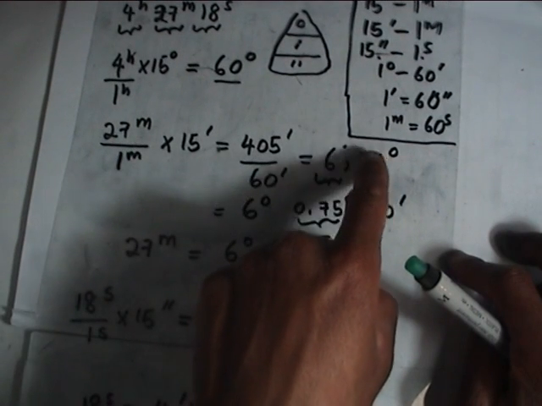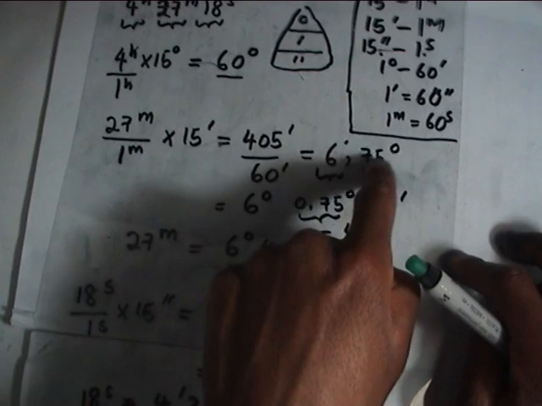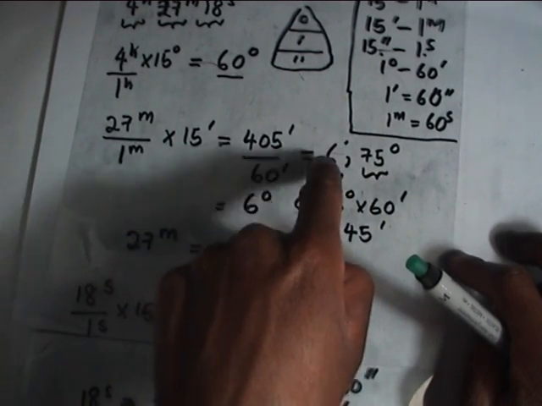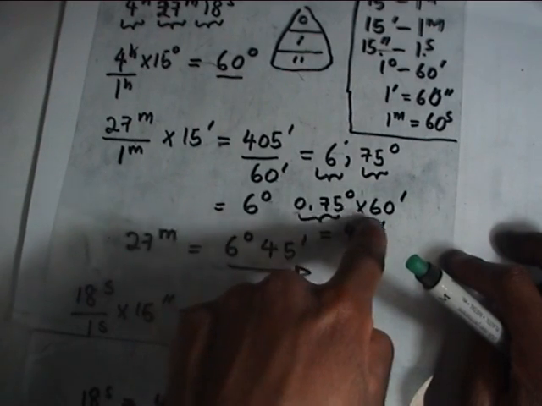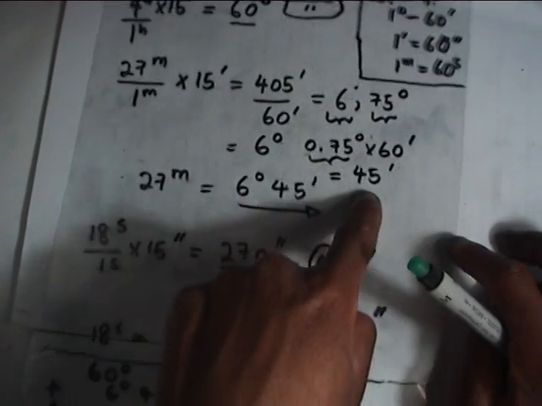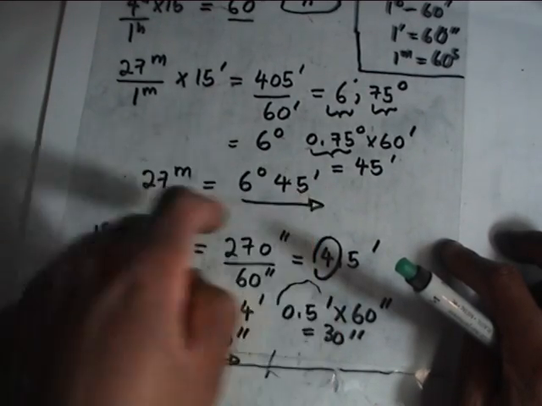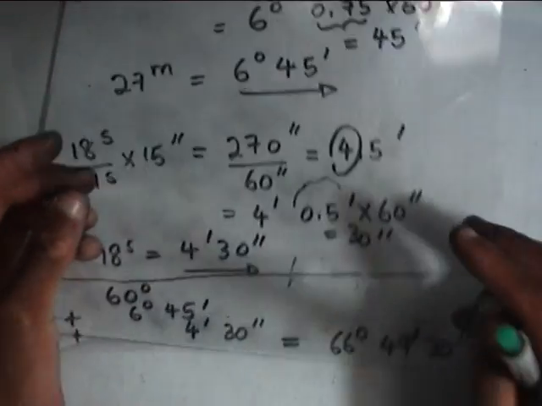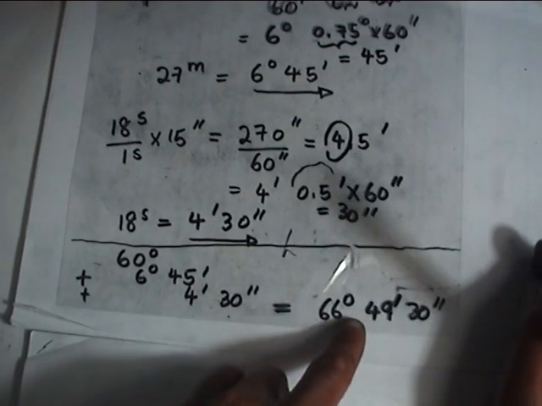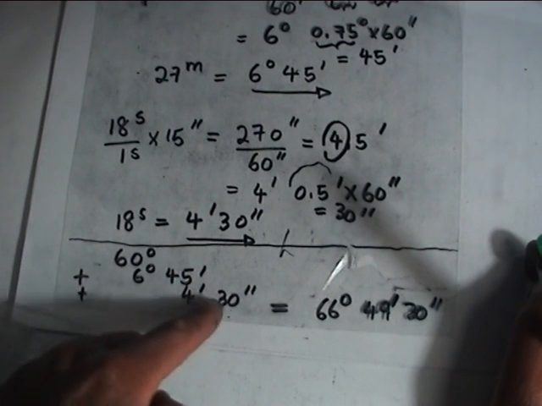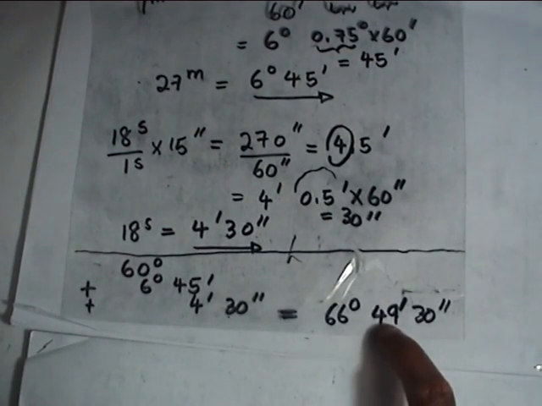When I got the decimal, I was like, okay, this part here is not part of full degrees, so it has to be arc minutes. This one has a full degree, so I left it. Then I converted this decimal into minutes, and then I got 45. Which means in the 27 time minutes, there are 6 full degrees and 45 minutes. Then I did the same thing for the seconds, and after I did that, I just added the 3 like this, and then I got this, and this is the answer.